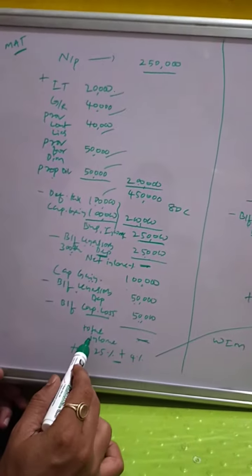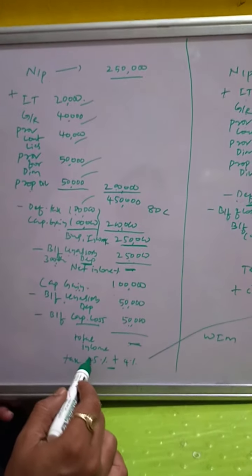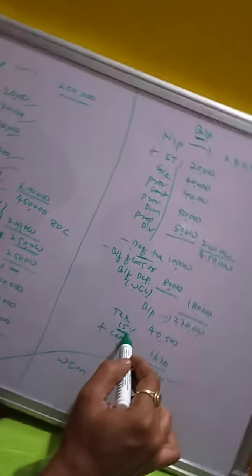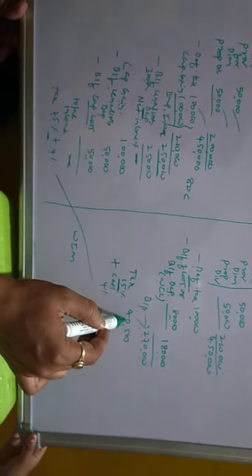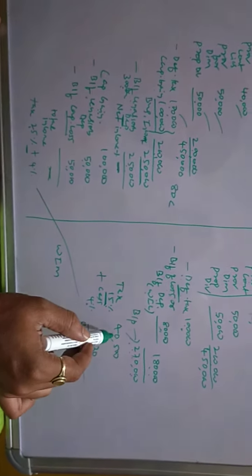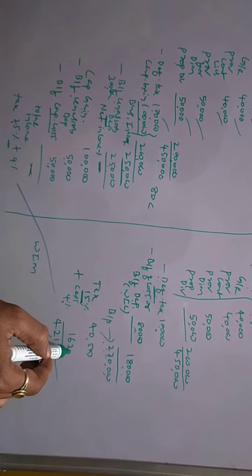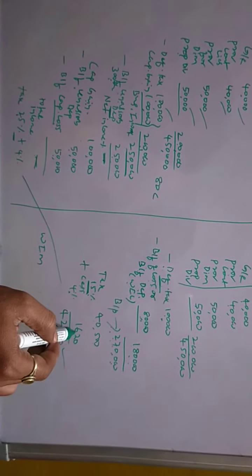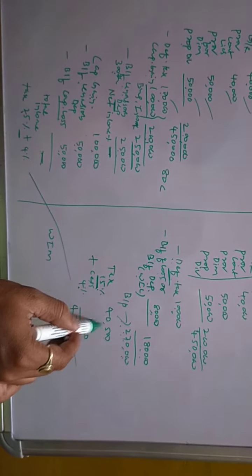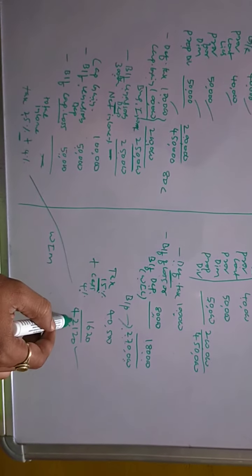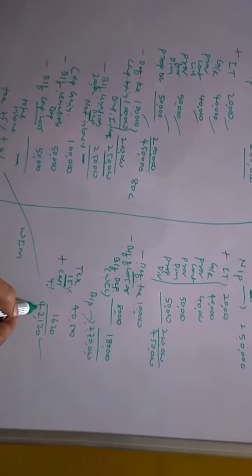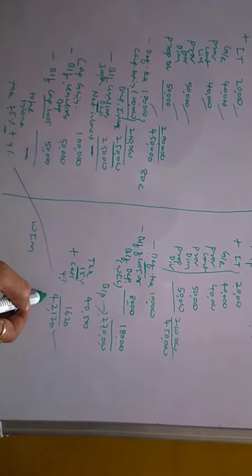Once you get the book profit, on that you have to pay only 15% tax. On net income, the total income, you pay 25% tax; on book profit you pay only 15%. So 15% of book profit is 40,500, plus education cess of 4%. 4% of 40,500 is 1,620. So the total amount becomes 42,120. Here, on book profit, you are supposed to pay 42,120 tax.